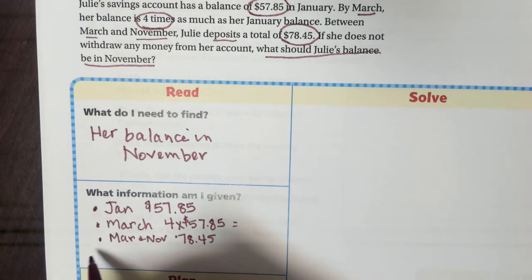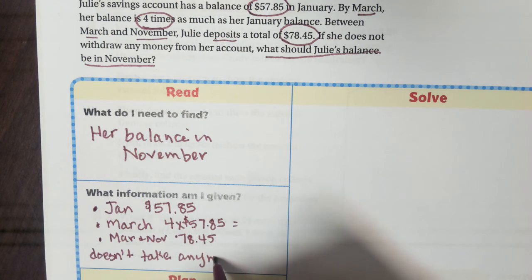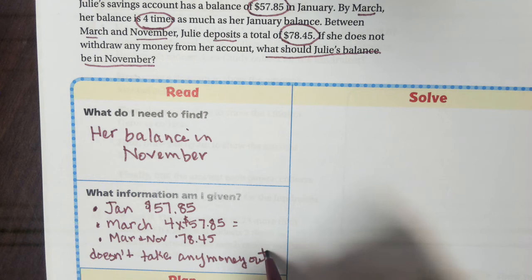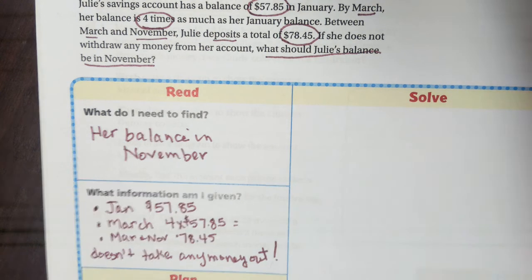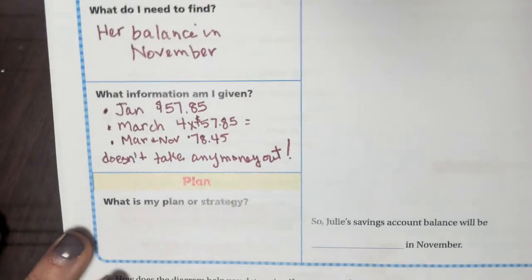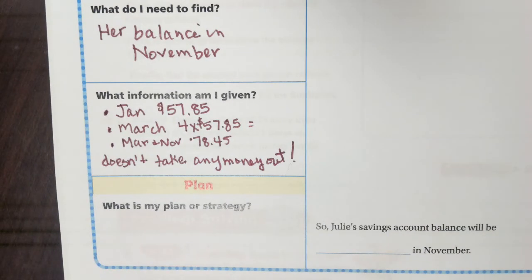And the other thing, she's not going to take out any money. Does not, or you can say doesn't, take any money out. Okay? She's not going to take any money out. Okay, what's my plan or strategy for this one, guys? What am I going to do? Junior?